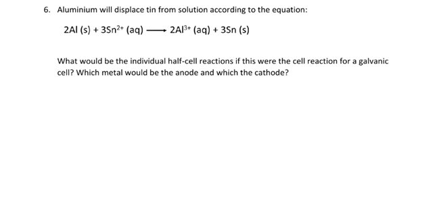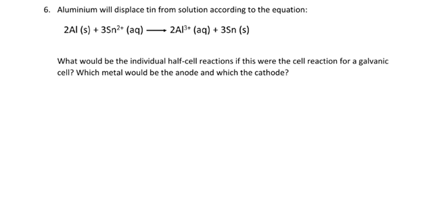Question 6. Aluminium would displace tin from solution according to the equation. What would be the individual half cell reactions if this were the cell reaction for a galvanic cell? Which metal would be the anode, which the cathode? Okay, what would be the individual half cell reactions? That's a very simple question to answer.